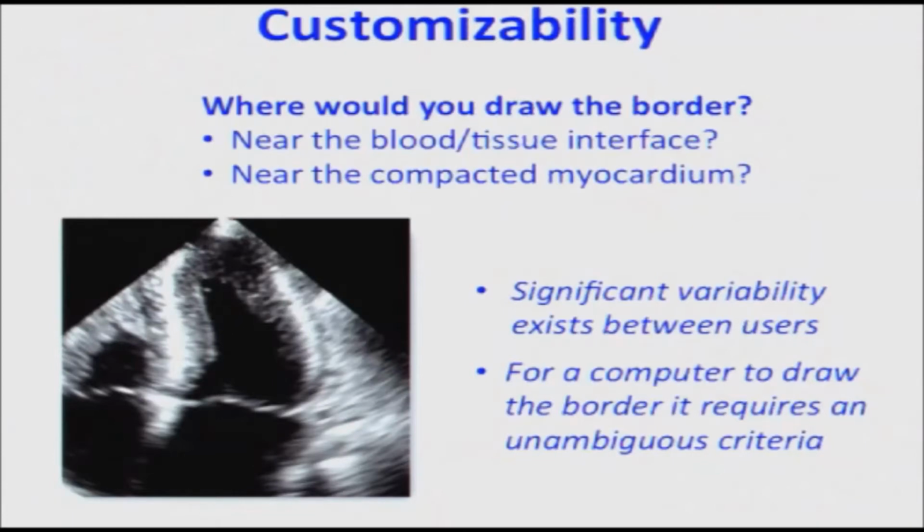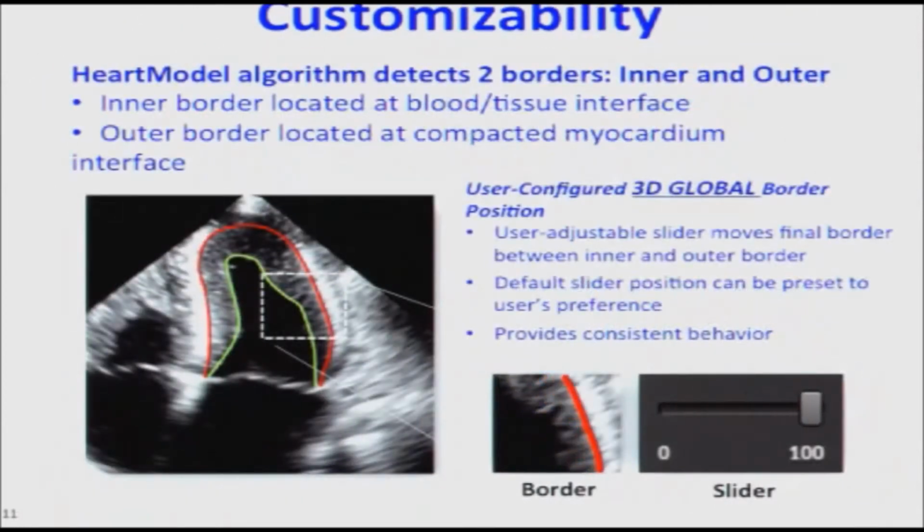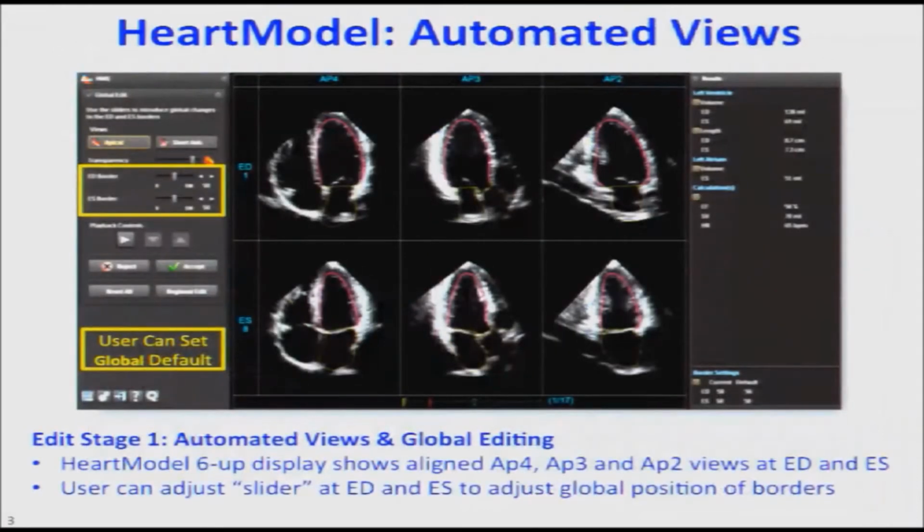Because of what I mentioned earlier, that there is this problem of where each of us likes to draw the border, this program allows the user to very rapidly define where you want this border to be. Do you want this inner border to be located at the blood tissue interface, or do you want it to be slightly outside, between the compacted and non-compacted myocardium? So this is something that is very easily configurable, as I'll show to you in a minute.